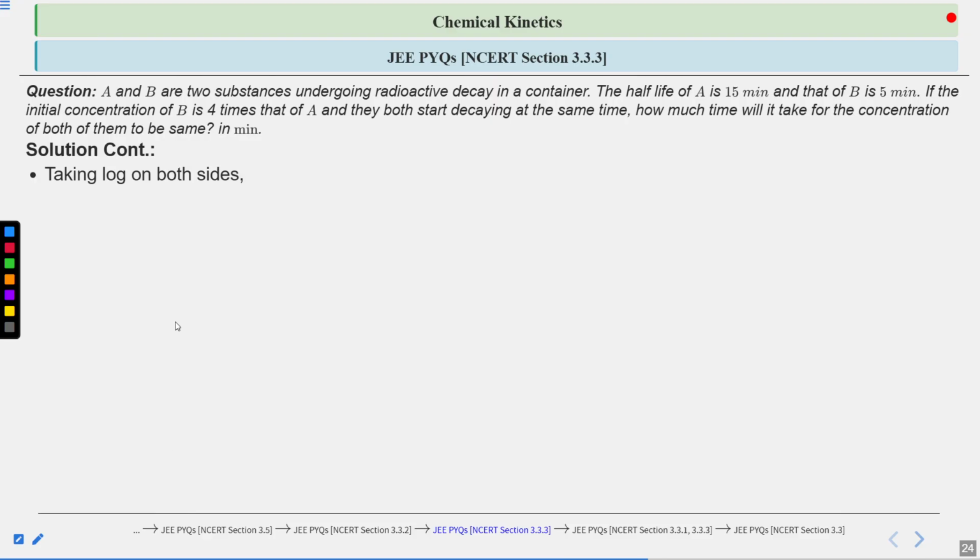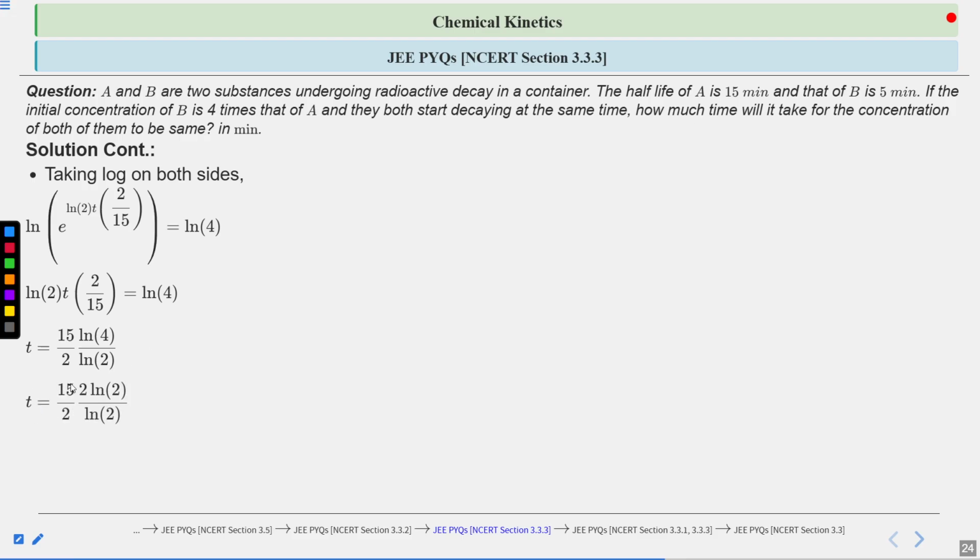Now you have to take the log on both sides. ln e to the power ln2 t 2 by 15 will become equal to ln 4. We take the log on both sides. Now you know ln base e will become 1 and whatever is present in the power will go in the product. So ln2 t 2 by 15 will equal ln 4. This will be as it is, ln 4. Now t from here will be equal to ln 4 divided by ln2 and 15 divided by 2. Right? You just have to rearrange the terms.